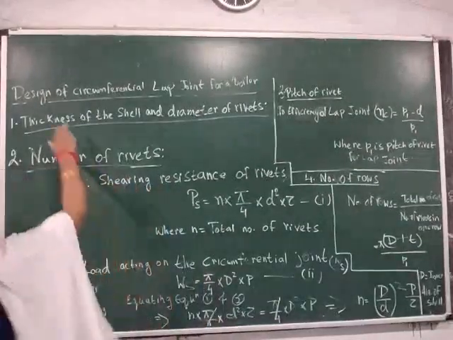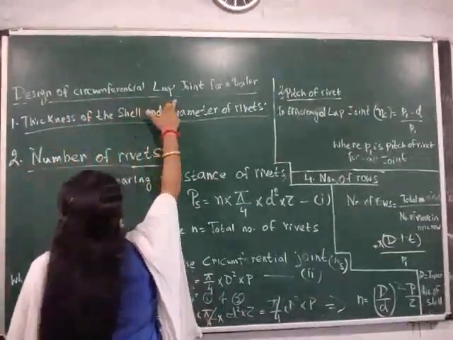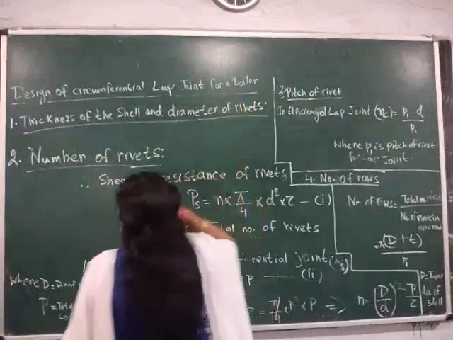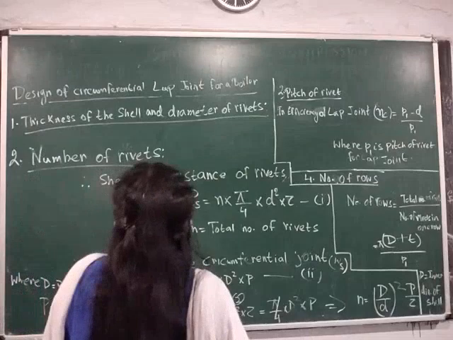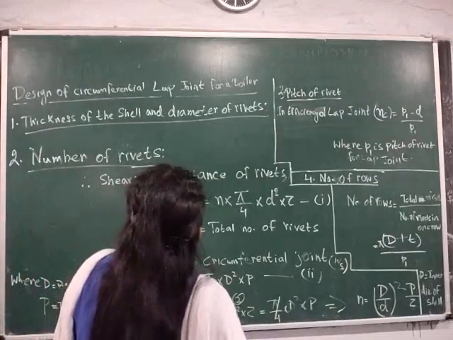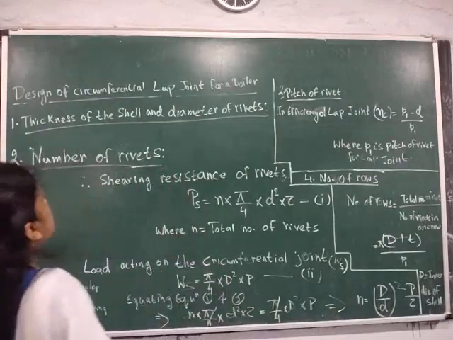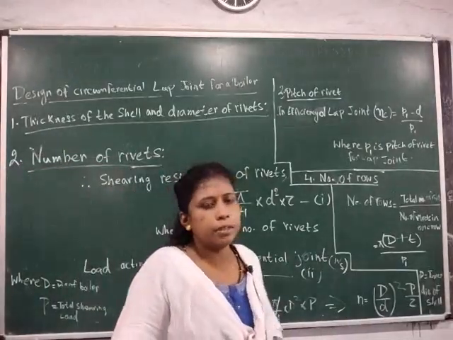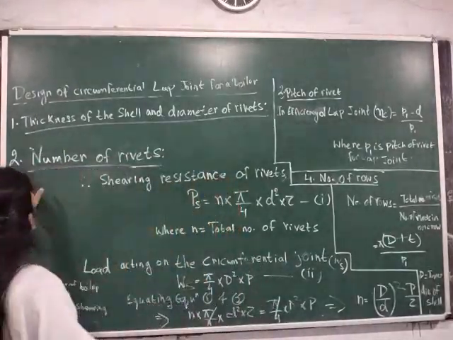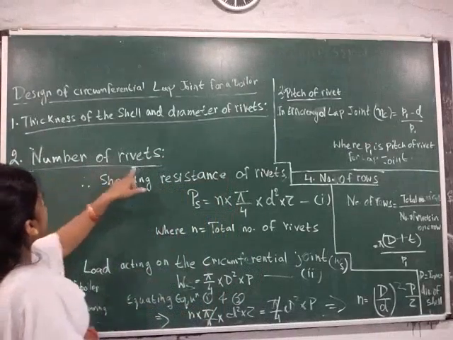Next, we will see the design of a circumferential lap joint of a boiler. First is the thickness of shell and diameter of the rivet. The thickness of shell and diameter of rivet are the same as in the case of the butt joint. Next, point 2 is the number of rivets.